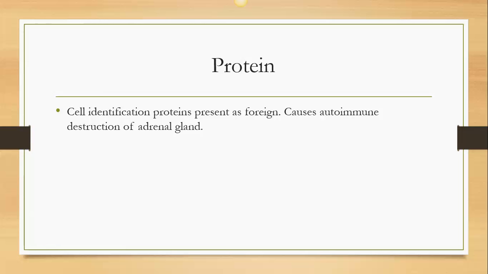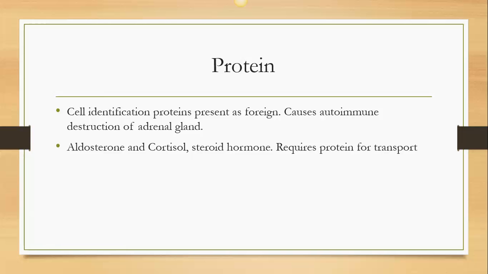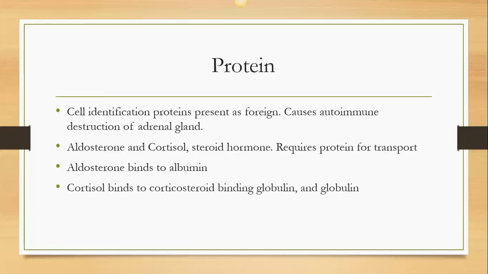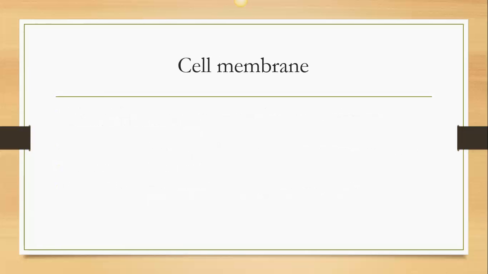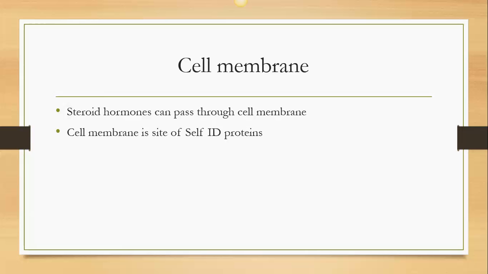Proteins. Cell identification proteins present as foreign. Aldosterone and cortisol require proteins for transport. These proteins for transport are albumin, corticosteroid binding globulin, and globulin. Cell membrane. Steroid hormones pass through the cell membrane. Cell membrane is the site of self-identification proteins.